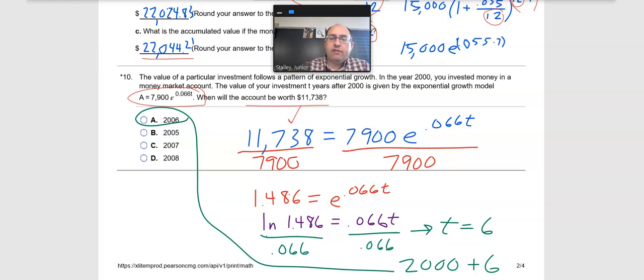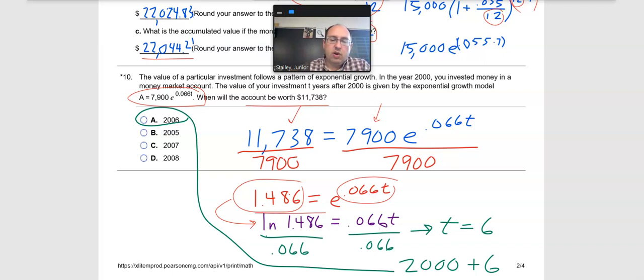All right. So the first thing we got to do is get rid of this. Got to divide. You can't multiply 7,900 and e together because they don't have the same exponent. So divide that 7,900 to the other side. So that gives me this 1.486 number. Yes, I know that's a rounded value. So then I'm going to change it to its log form, right? Natural log, right? Because it's base e. The natural log of 1.486 is equal to the exponent 0.066t. Therefore, I can divide by 0.066 and be done with this question.